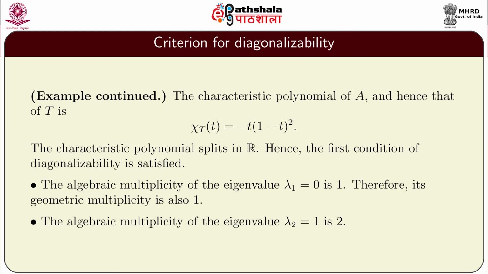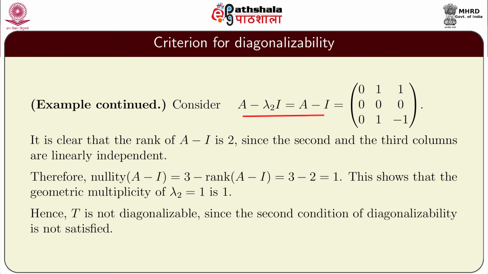Here we see that the eigenvalue 1 is repeated. So, the algebraic multiplicity of the eigenvalue lambda 2 equal to 1 is 2. Therefore, what are the possibilities for the geometric multiplicities? It could be 1 or 2. Consider the matrix A minus lambda 2 I, which is A minus I, because lambda 2 is 1, and that is this 3 cross 3 matrix with first row 0 1 1, second row 0 0 0, and the third row 0 1 minus 1.